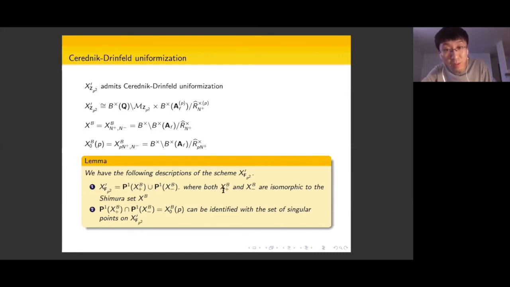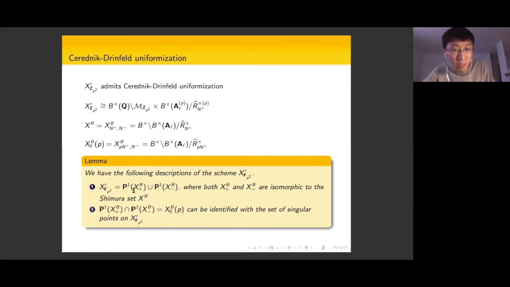Which are denoted by XB plus and XB minus. These Shimura sets are both isomorphic to the Shimura set I introduced before as XB upper B. What this means is all irreducible components are P1 bundles. The P1s are parameterized by 2 copies of the Shimura set.